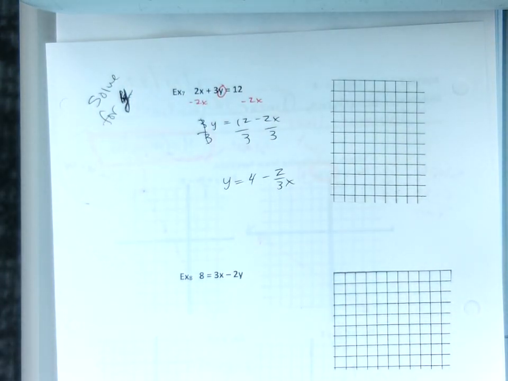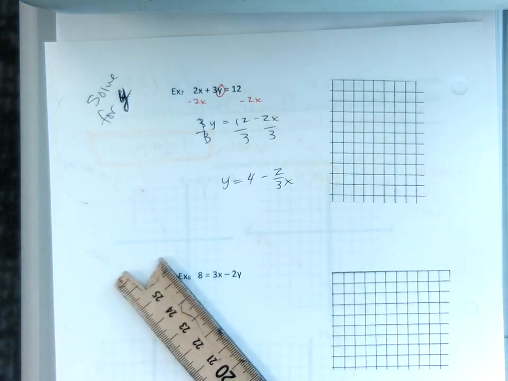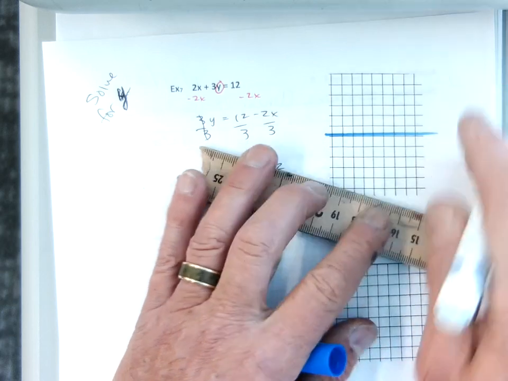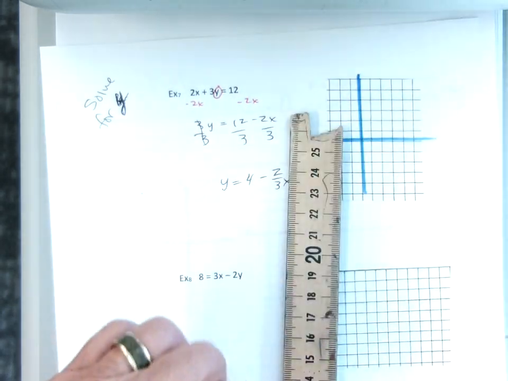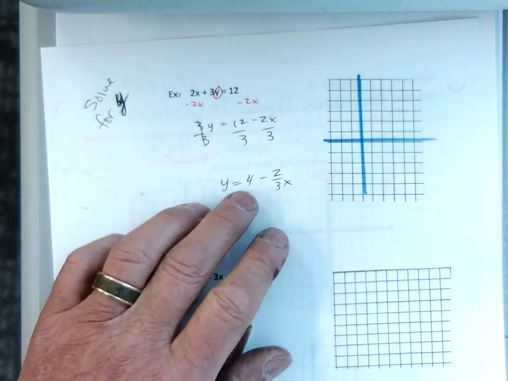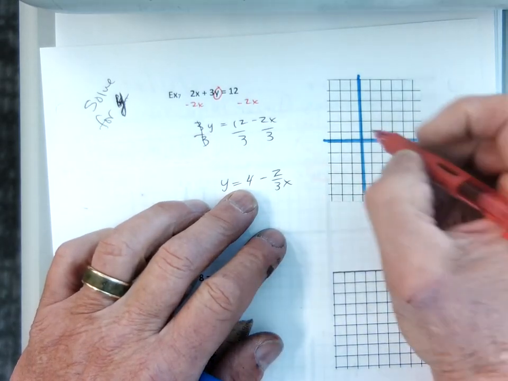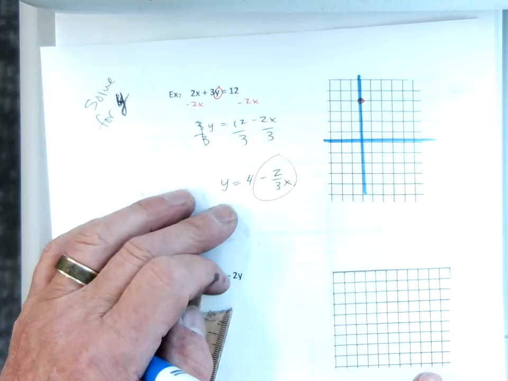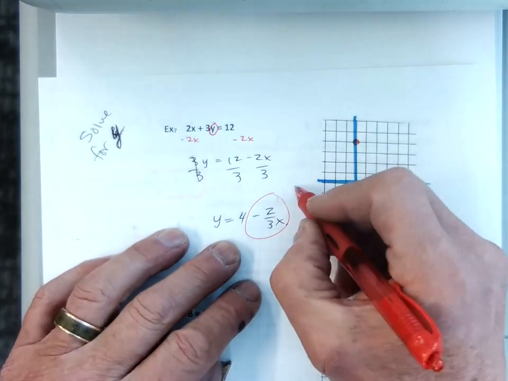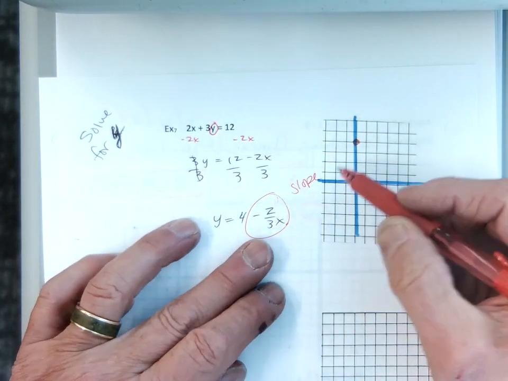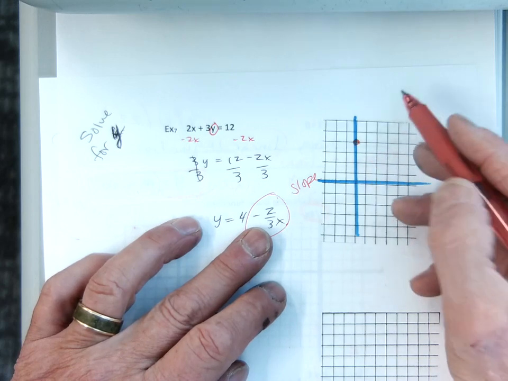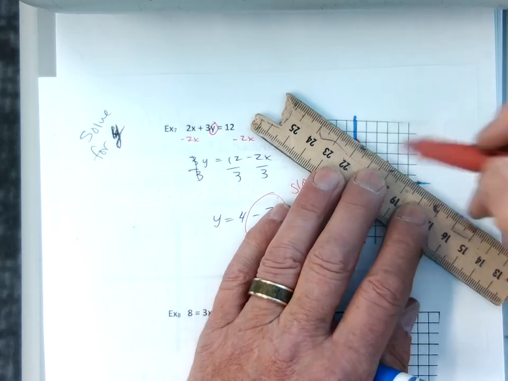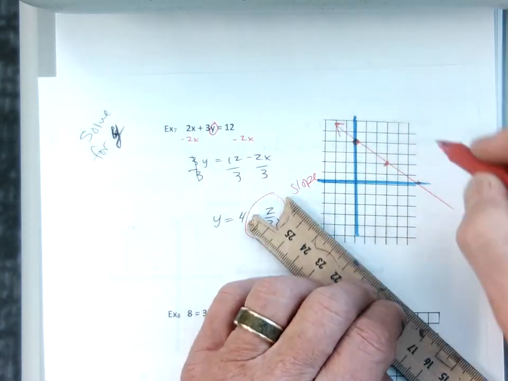I'm going to get my ruler. I'm going to put my x and y axis on here. I'm going to start up at 4. That's my y-intercept. And my slope is a negative 2/3. So I'll go down 2 over 3. Draw my line in with arrows.